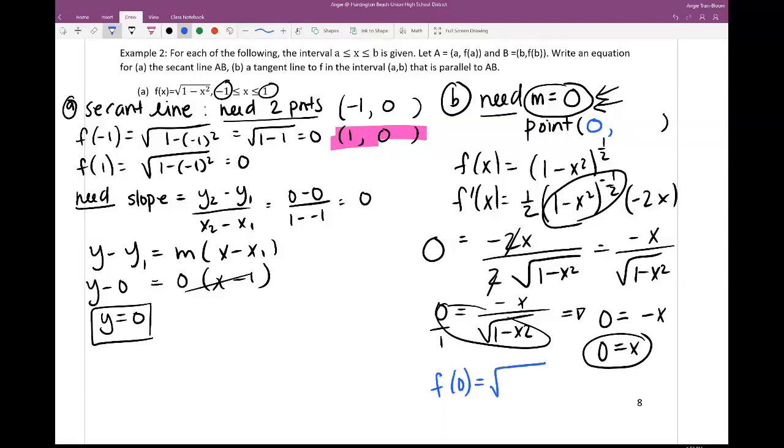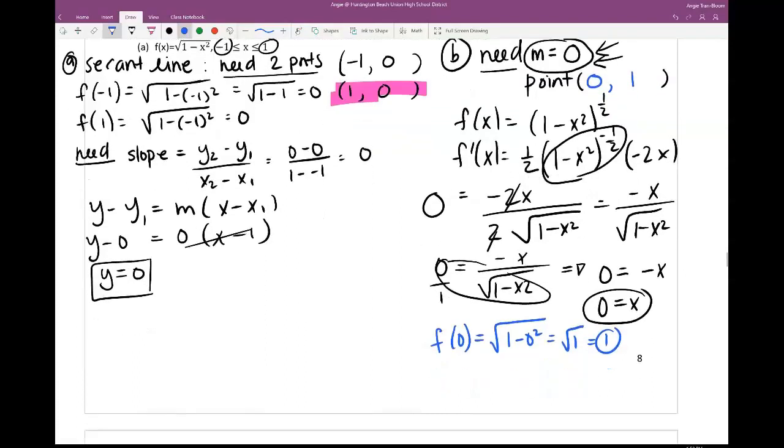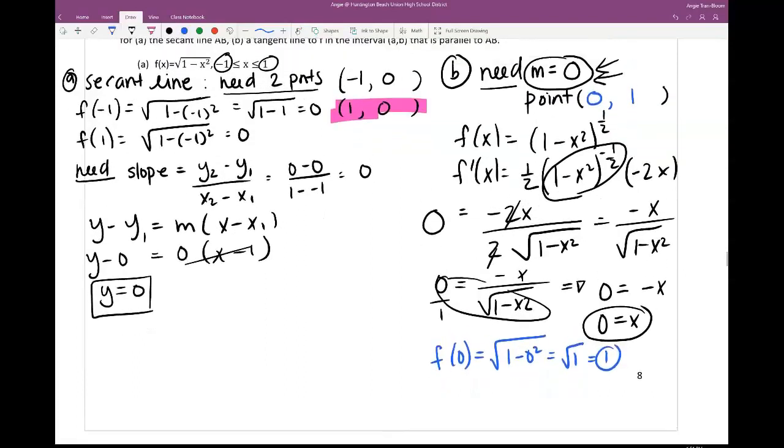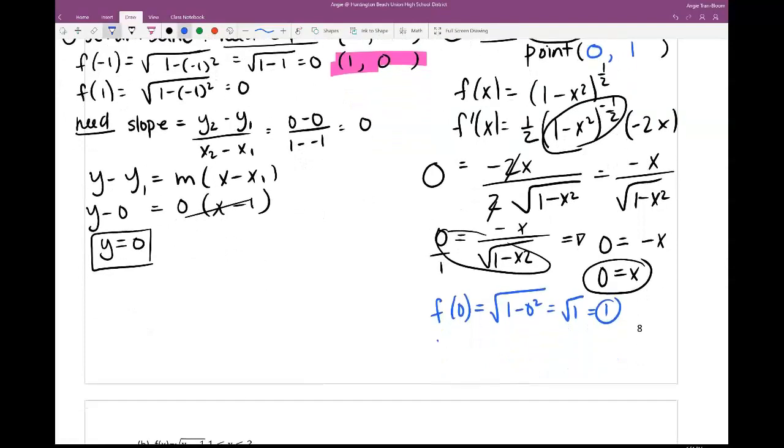So when x is 0, 1 minus 0 squared is going to be 0, so the square root of 1 is 1. So that's my y. Okay, so now the tangent, I have the slope, okay? I have the point. I'm going to plug it in. y minus y1 equals m times x minus x1.